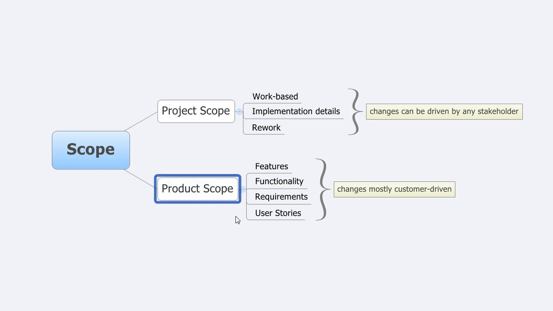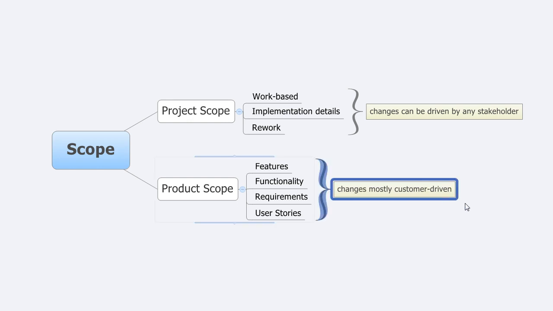When we say product scope, we're talking about features, functionality, requirements, user stories. This is what the end user is going to get. This is the value of the product that's being delivered. And so in my experience, the changes for product scope are mostly customer driven. They can be driven by the project team, but they're mostly customer driven. And so these are, again, changes to the features, functionality, requirements, and user stories, those types of things.